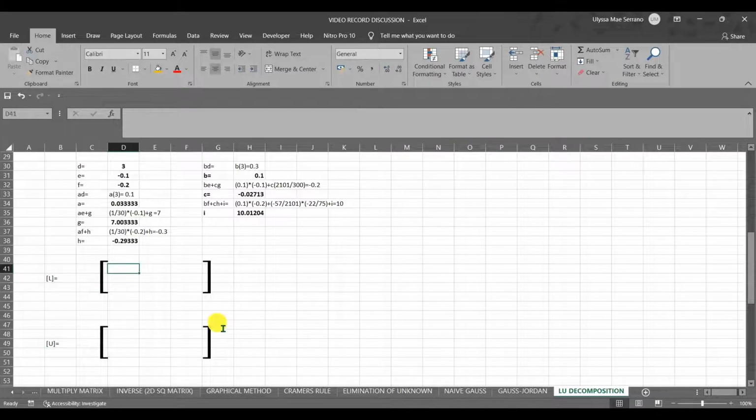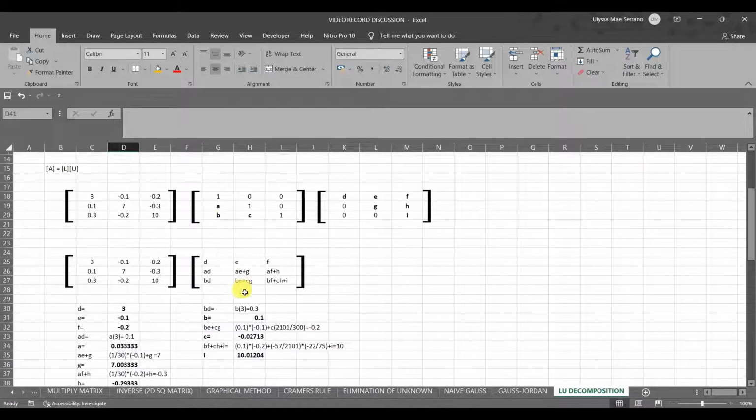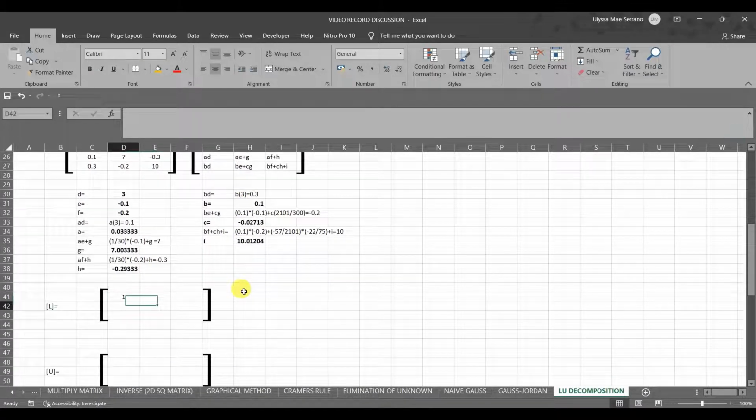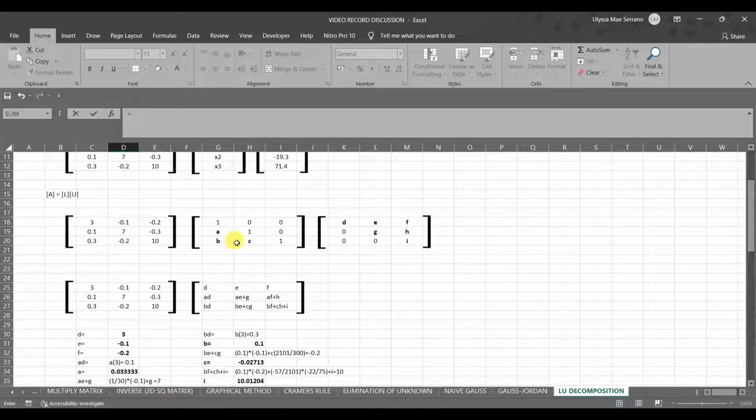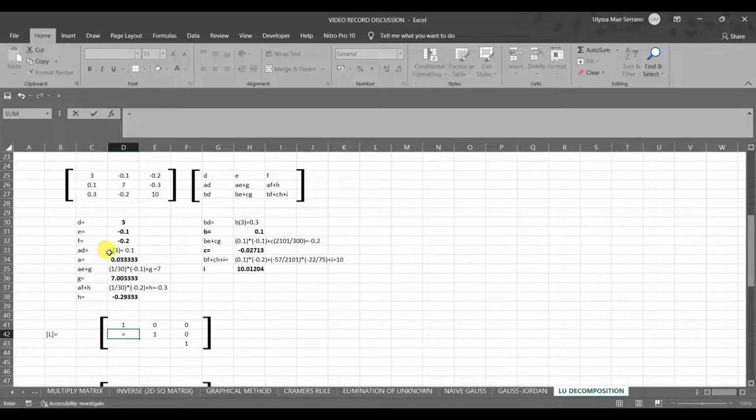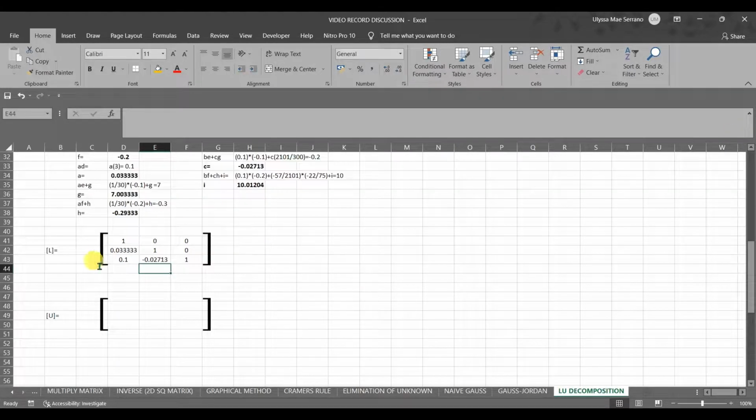So we will have here for the lower, the main diagonals as 1. And for our upper triangulation, we have zeros. And we have the values at the lower as A, B, C. So A, B, and C. So this will be the value of lower.